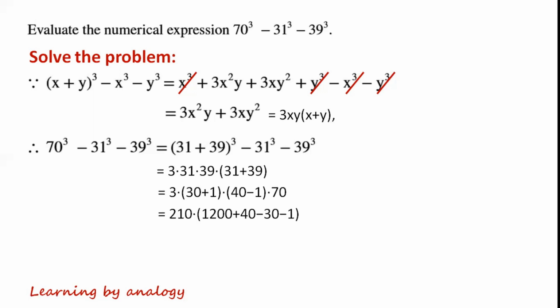3 times 70 is 210. (30 plus 1) times (40 minus 1) can be written as 1,200 plus 40 minus 30 minus 1.